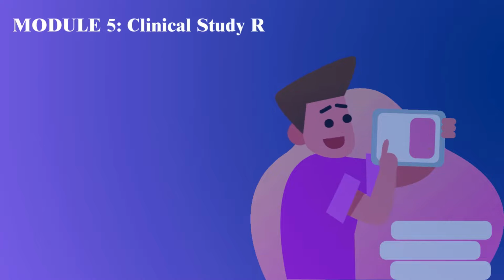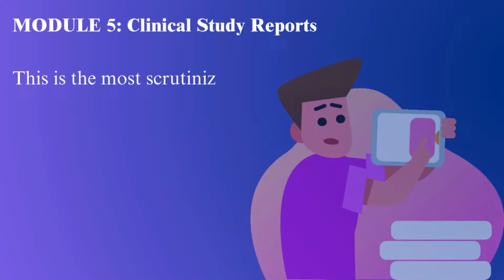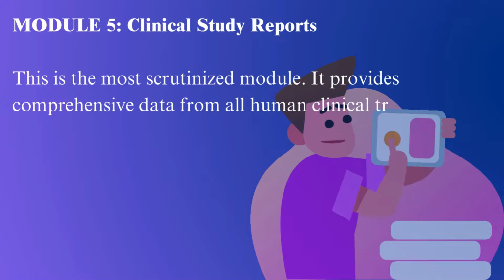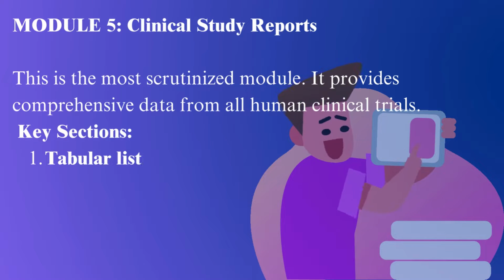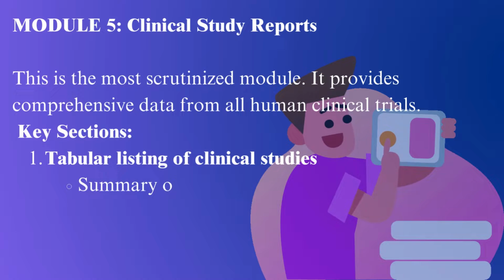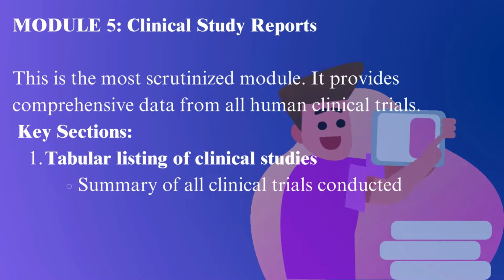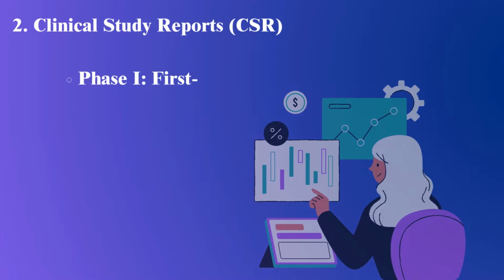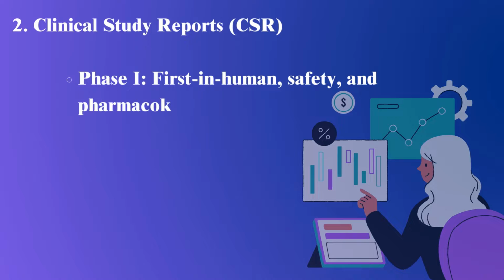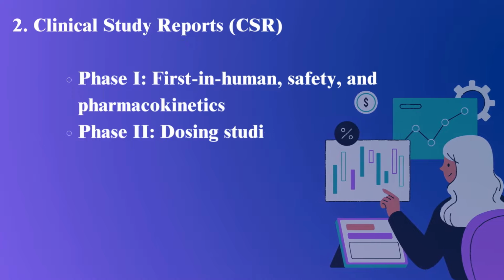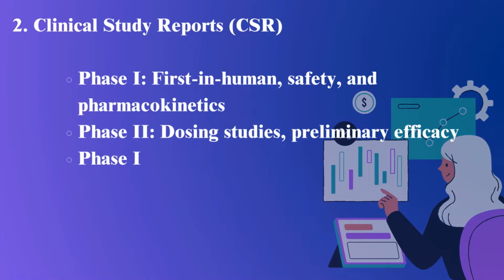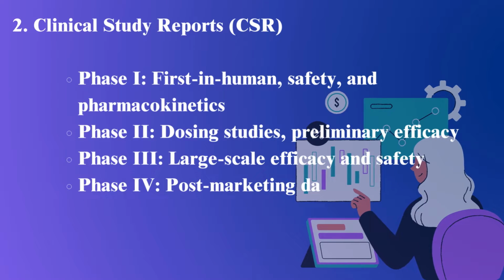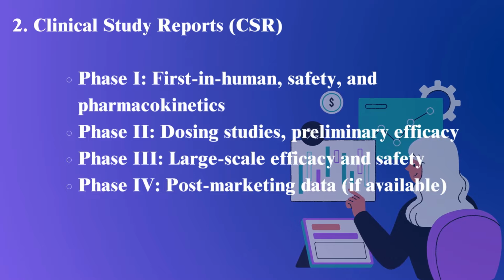Module 5, Clinical Study Reports. This is the most scrutinized module. It provides comprehensive data from all human clinical trials. Key sections: 1. Tabular listing of clinical studies, summary of all clinical trials conducted. 2. Clinical Study Reports, CSR, Phase 1, First-in-Human, Safety, and Pharmacokinetics, Phase 2, Dosing Studies, Preliminary Efficacy, Phase 3, Large-Scale Efficacy and Safety, Phase 4, Post-Marketing Data, if available.